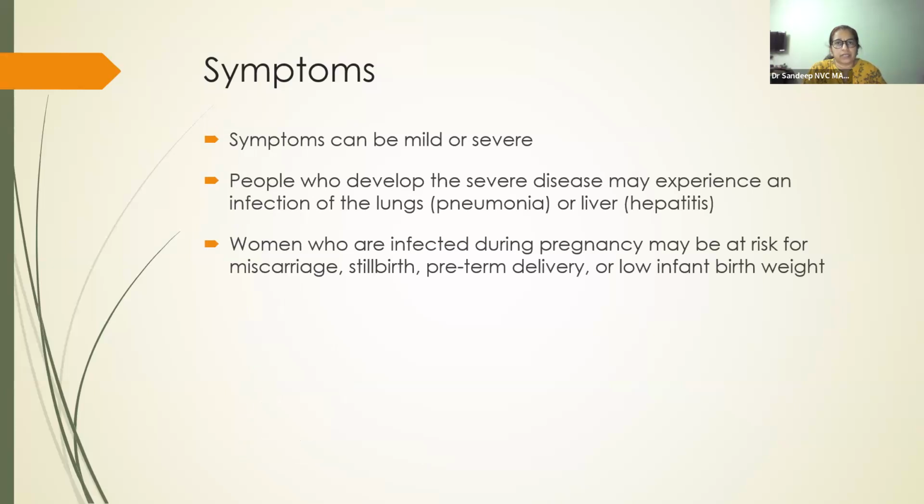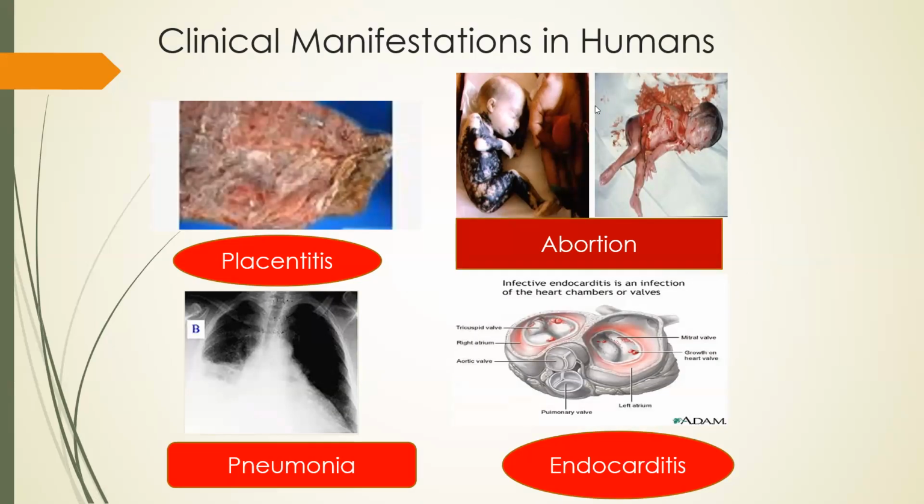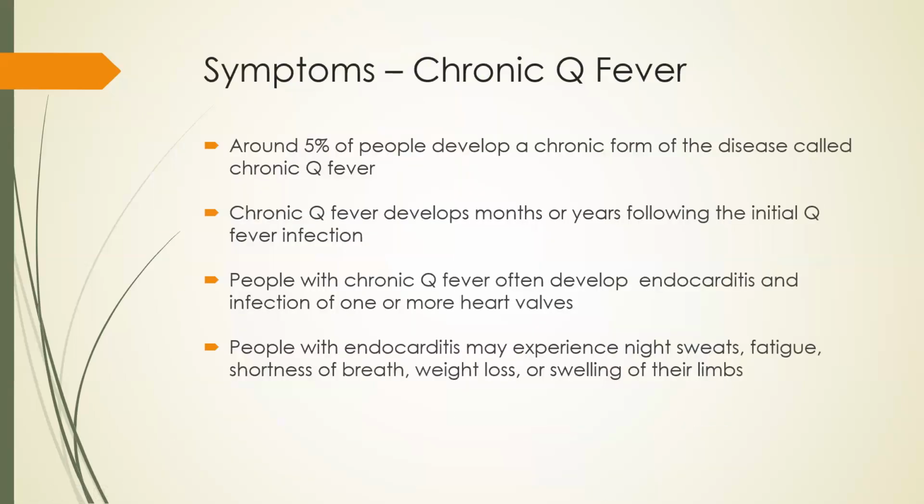Most of the time, hepatitis and pneumonia are normally observed. Women who are infected during pregnancy may be at risk for miscarriage, stillbirth, preterm delivery, or low infant birth weight. Clinical manifestations in humans include the chances of getting placentitis, abortions, pneumonia, and endocarditis.